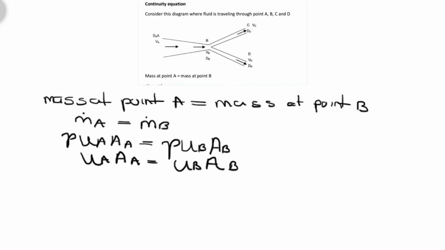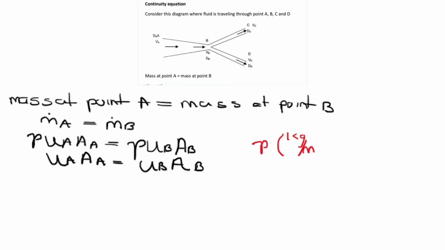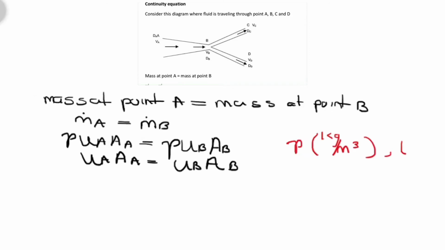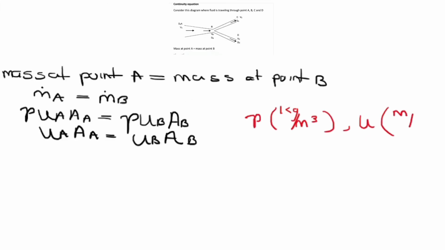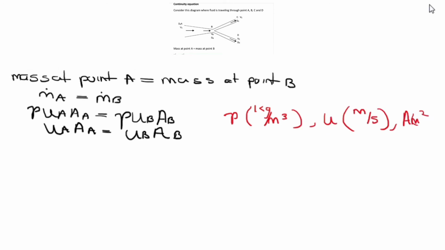units of our density can be represented as mass over volume. Our velocity can be represented as meters per second, and the units of our area, it's meters squared. Notice that now we are only left with units of our velocity, which is meters per second, and area, which is meters squared. This can be equated to meter cubed per second, and this is the volumetric flow rate.